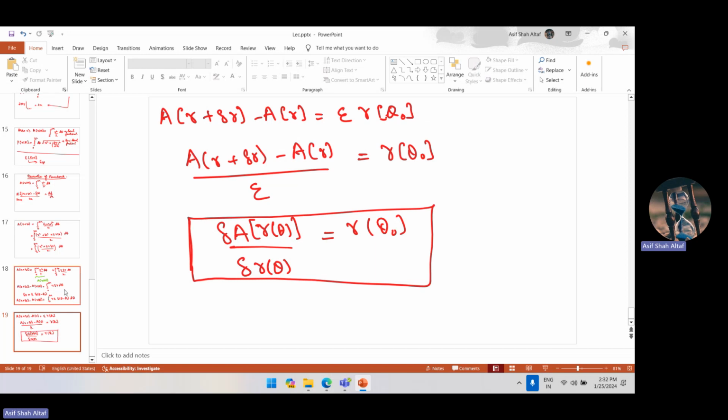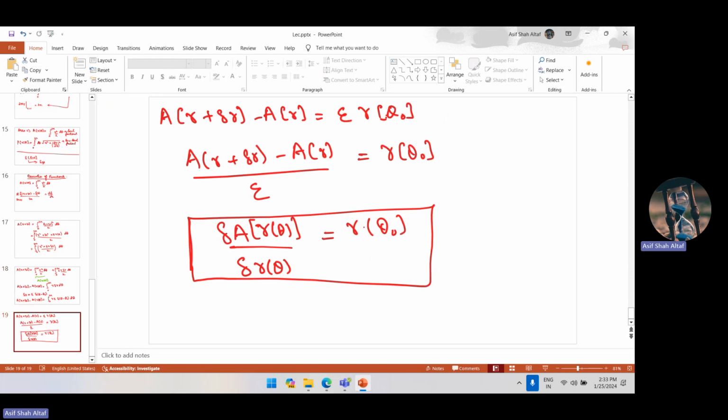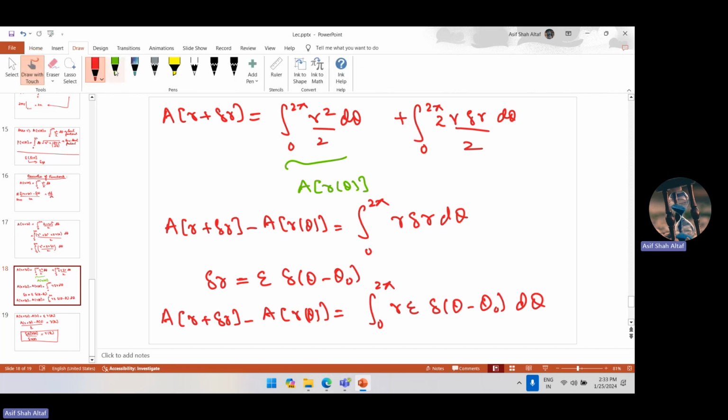Now here I used epsilon delta naught for this change in r, but in general, if you have to write it in general, now if you compare, what you get in the end is just r of theta. So if you look at this equation here, then this r of theta here is what you can call the functional derivative, without having used this thing here.